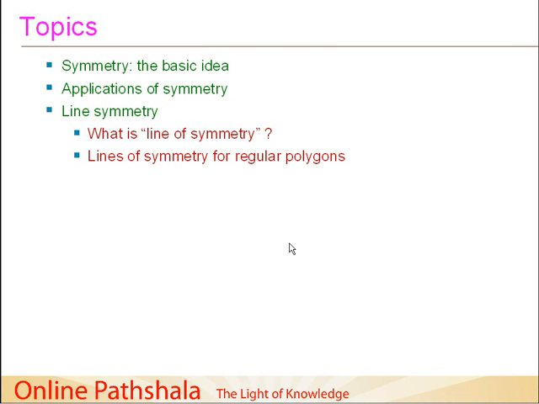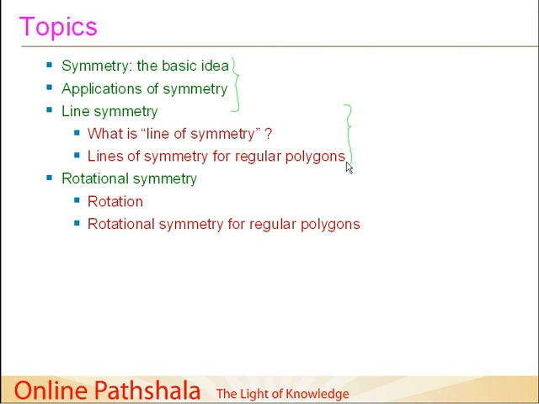Hello and welcome back to the third session on symmetry. In the first session we discussed the basic idea of symmetry and the applications of symmetry, and in the previous session we discussed in detail the concept of line symmetry and the lines of symmetry for regular polygons. Now in this session we are going to discuss rotational symmetry.